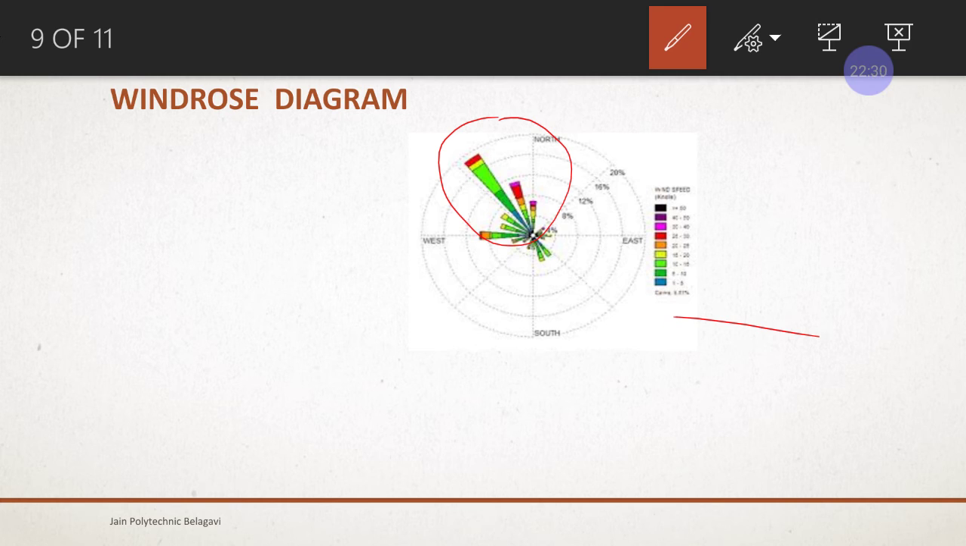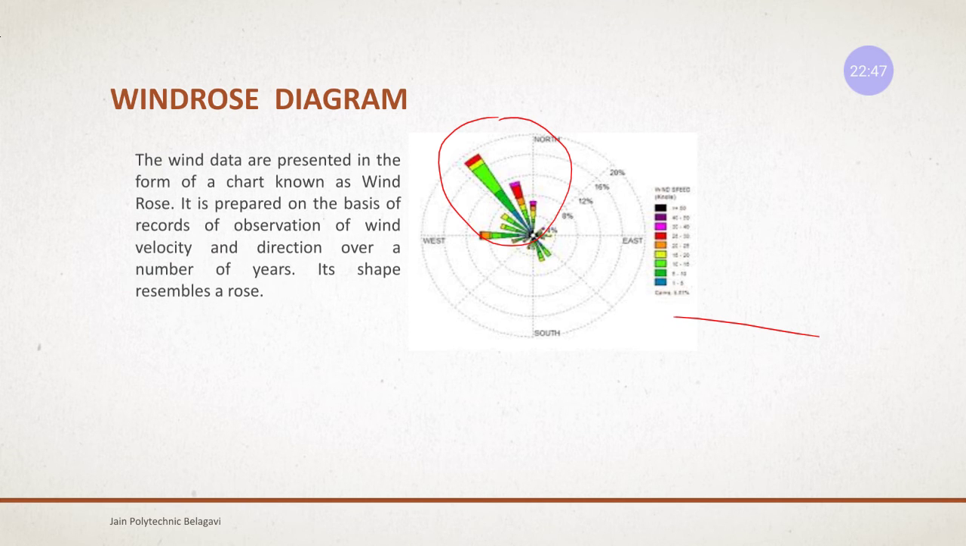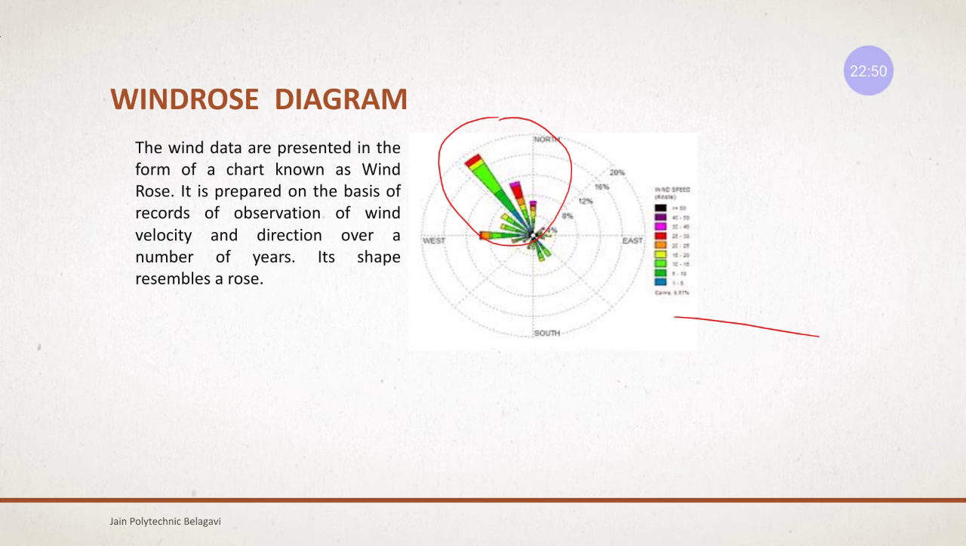There will be a larger wind at some points, and in other directions there is a very low wind speed. This is how the analysis is done for the operations of landing and takeoff of the aircraft. The wind data is represented in the form of a chart known as WINDROSE, because if you see the fully fledged chart, it looks like a rose.